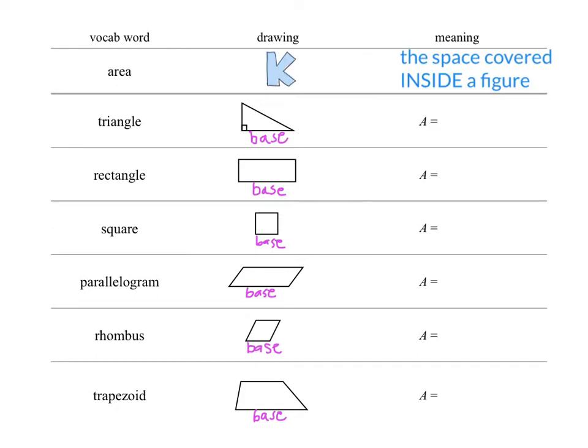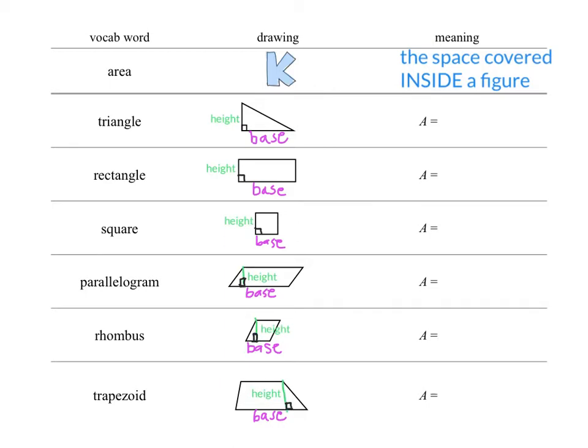Now with our basic shapes, our basic quadrilaterals here and a triangle, there are formulas to help us find the area of these shapes. So the first thing I've done, you can see, is I've labeled the bottom of every single shape as the base. Okay, so next we need to find the height of every single shape. Okay, I went ahead and added in the heights.